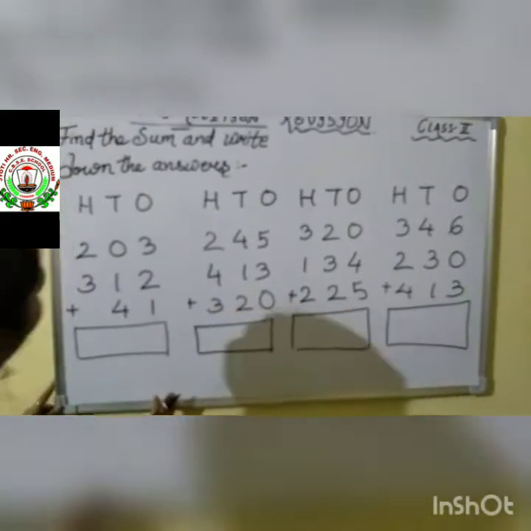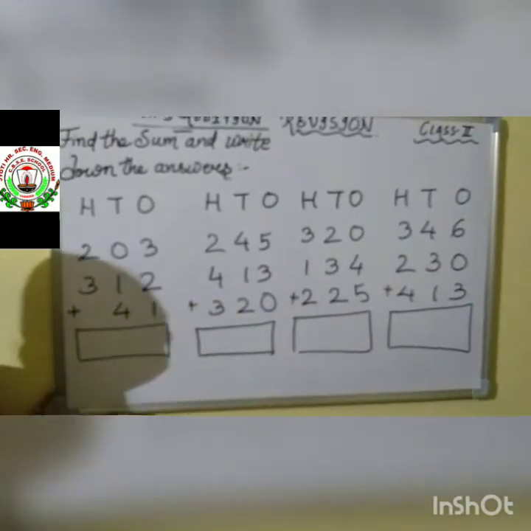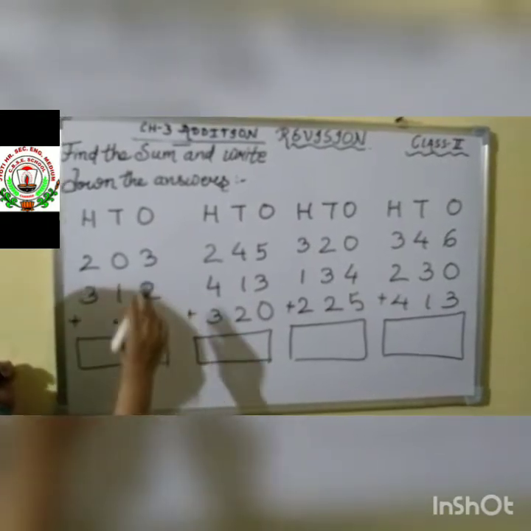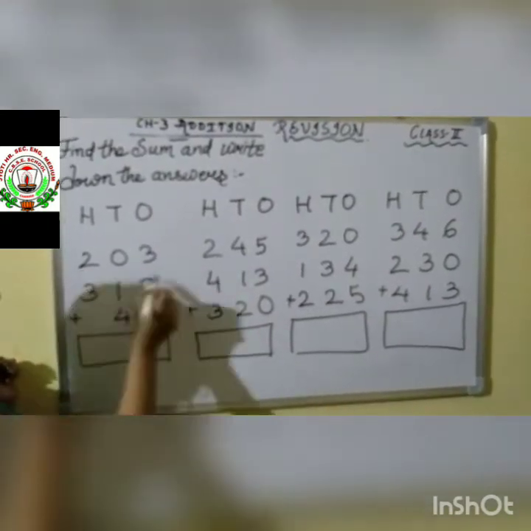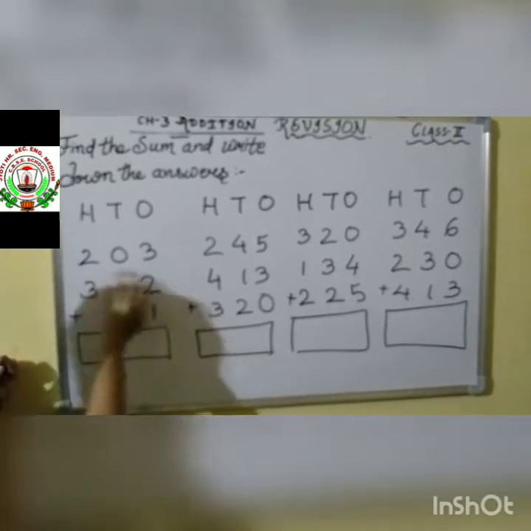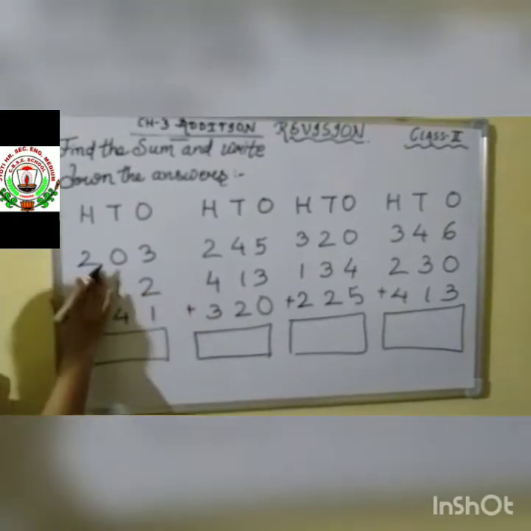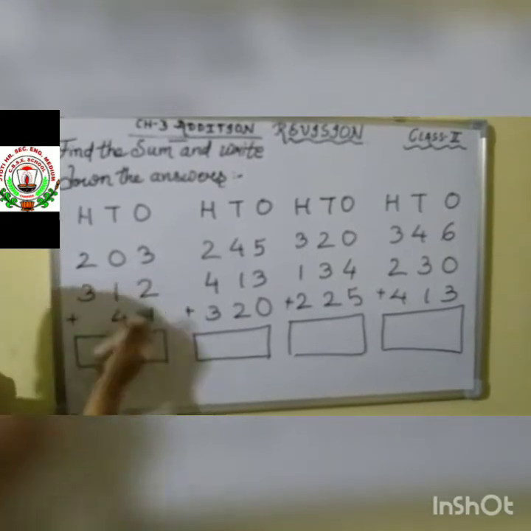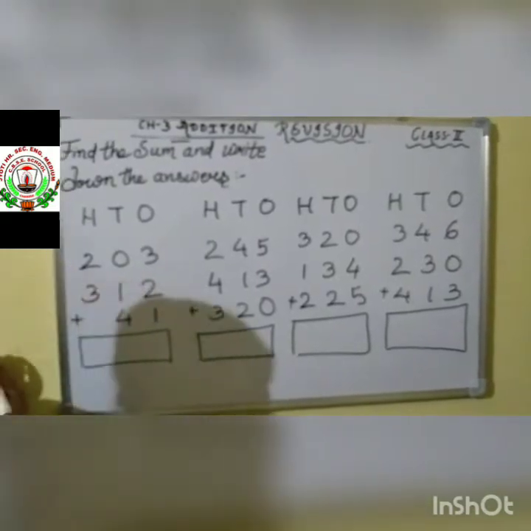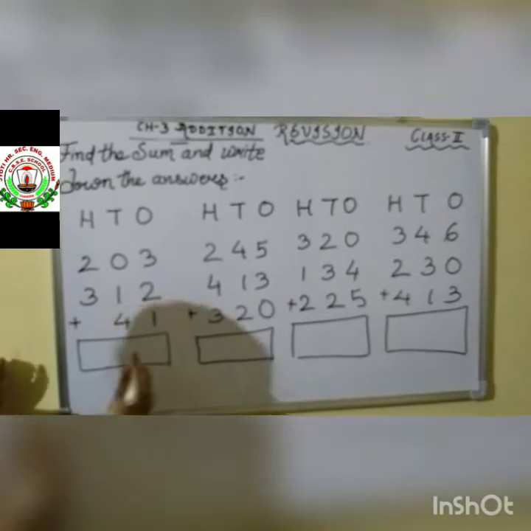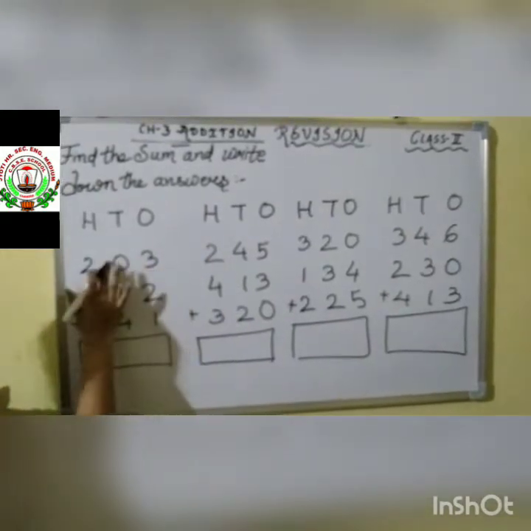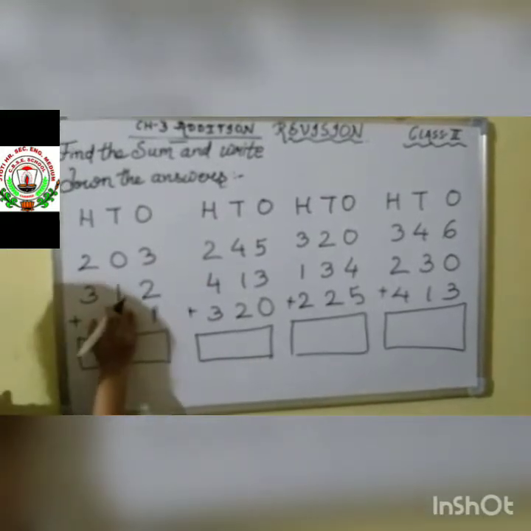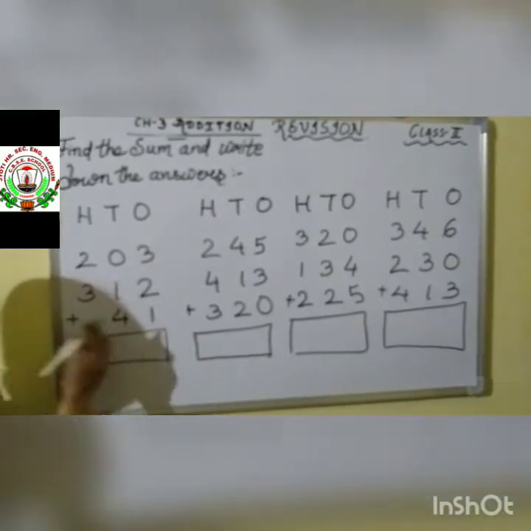So children, here are the next questions. Let us do. Can you find any difference from the previous question? Yes. In the previous question we had 2 lines, but here you can see 3 lines, also of 3 digit numbers. It consists of 3 digit numbers and 3 lines. So how to do it? Let us see. We have 203, 312 and 41.